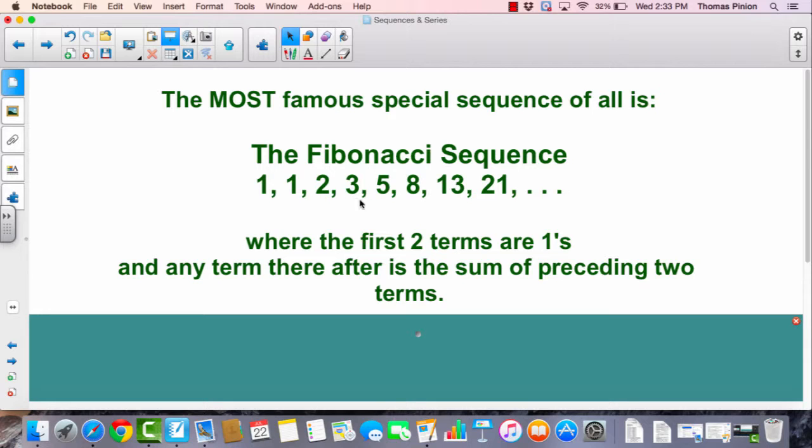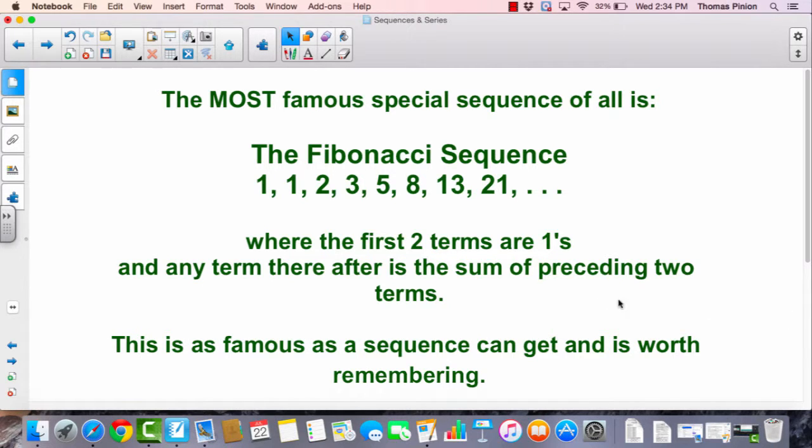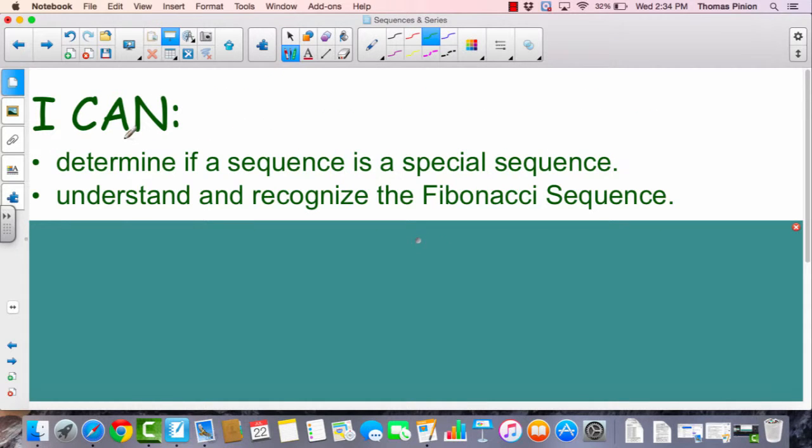So 2 plus 3 is 5. 3 plus 5 is 8. 5 plus 8 is 13. 8 plus 13 is 21, and so on. This is a very, very special sequence. And to be honest with you, it's as famous as a sequence can get and is pretty much worth the knowing. Now, let's go back and review our I can statements.